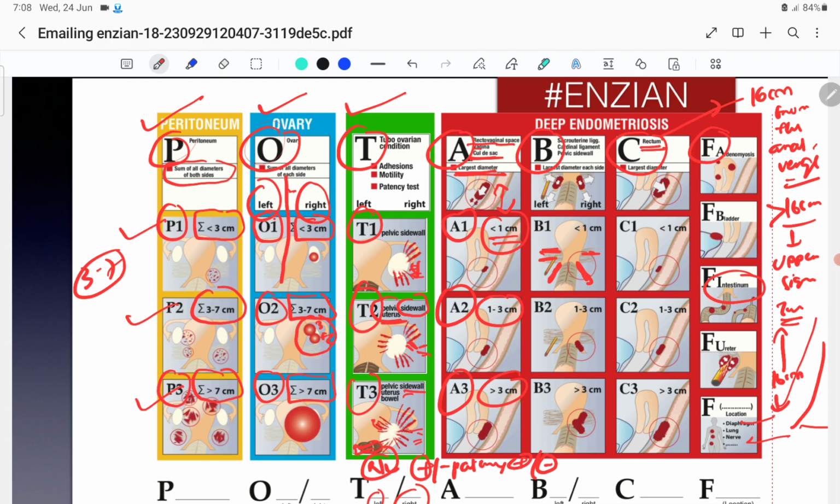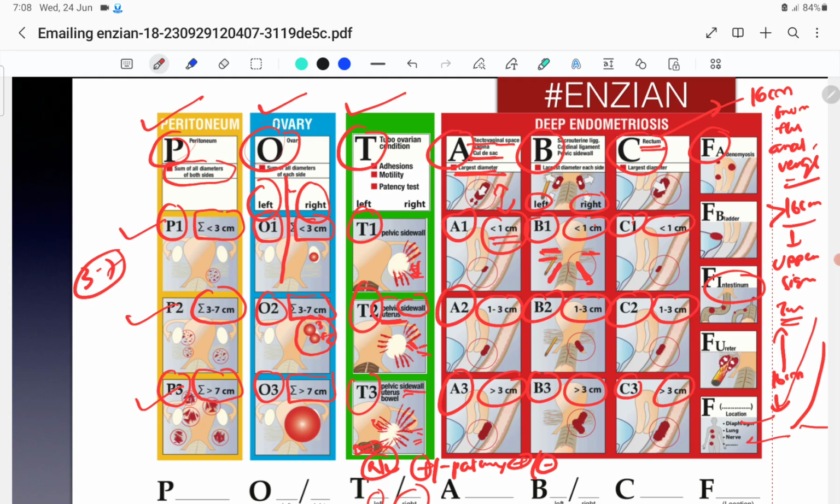Okay, same thing in the uterosacral ligament. Here you have to divide it right and left, because there is a left uterosacral and a right uterosacral. When there are two sides, you have to divide B1 left and right. B1 is less than 1 centimeter, B2 is 1 to 3 centimeters, B3 is more than 3 centimeters. C1 is also less than 1 centimeter, C2 is rectum involvement of 1 to 3 centimeters, C3 is more than 3 centimeters. Okay, now A, B, C is over.